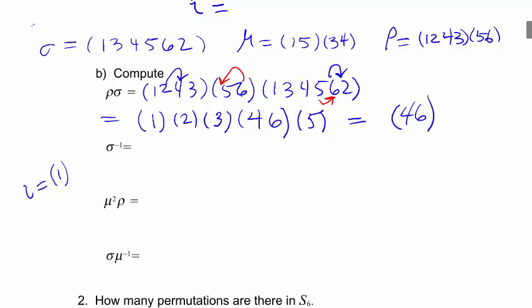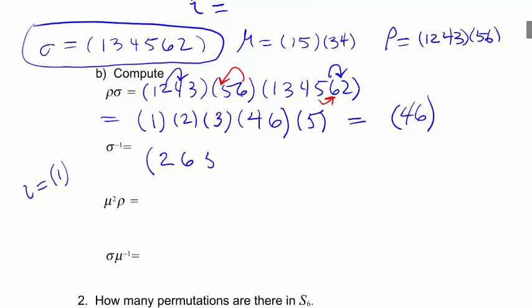Okay, so sigma inverse. Well, here's sigma here. And sigma inverse, if sigma sends 1 to 3, sigma inverse has to send 3 to 1. It has to reverse exactly what sigma does. So the easiest way to write it is just to write the opposite. Just reverse your numbers. So here's where I will not put 1 first. I'll put (2 6 5 4 3 1).